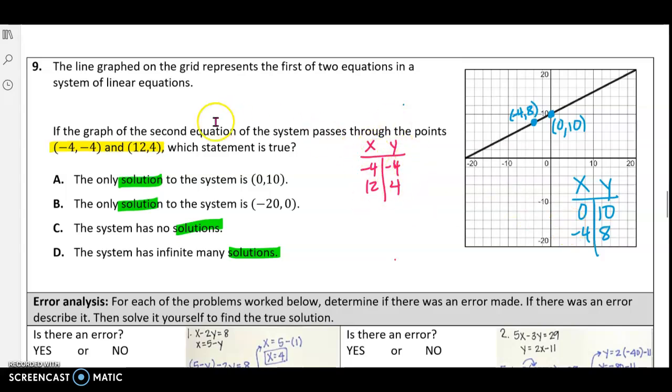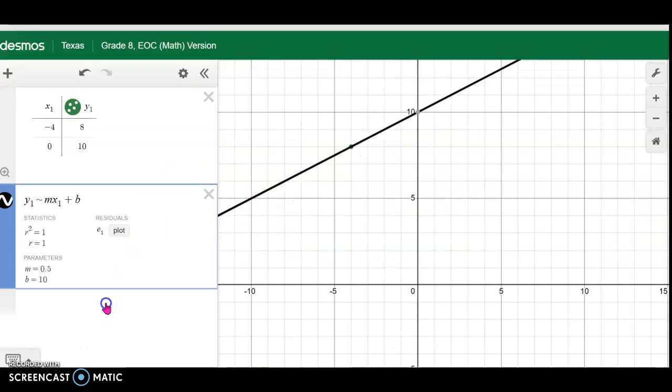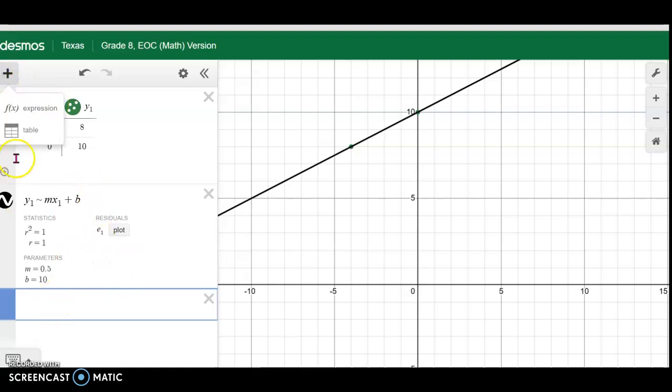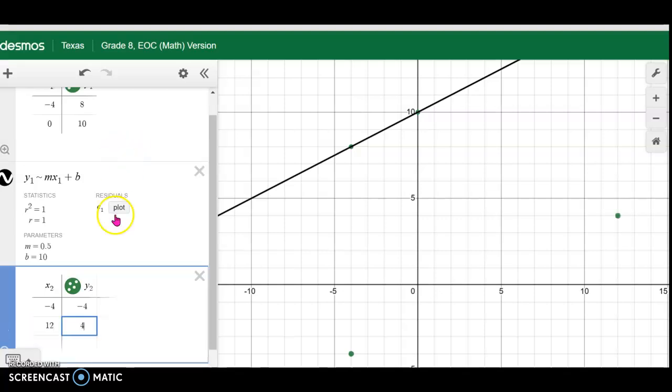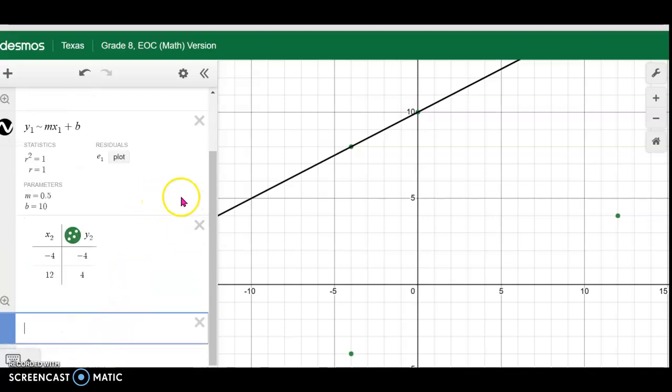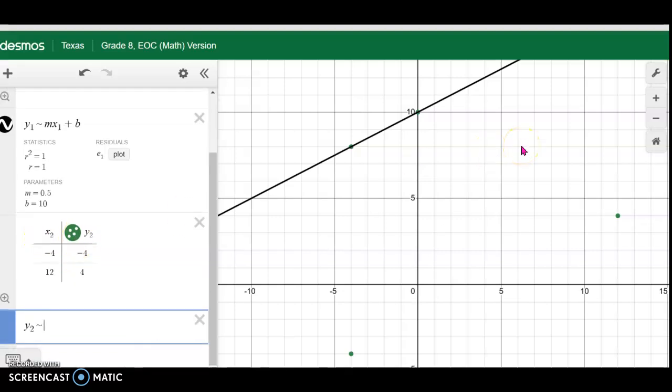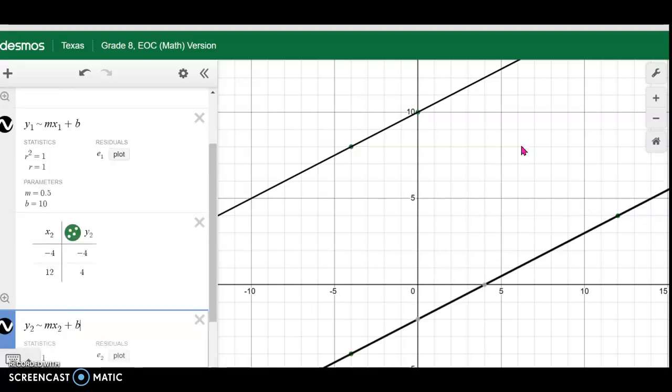Now let's put in the table of the second equation that we got from these 2 highlighted points that we made into a table ourselves. Okay, so let's type in a second table on a new line. We want to see both lines because we're trying to see where they intersect, remember? So our second table was -4 and 12 for one point, and the other point was 12, 4. And then right here, we're going to type in an equation for it as well, but keep in mind that this table says x2 and y2. So y2 tilde mx2 plus b.